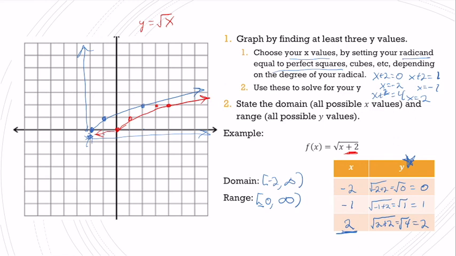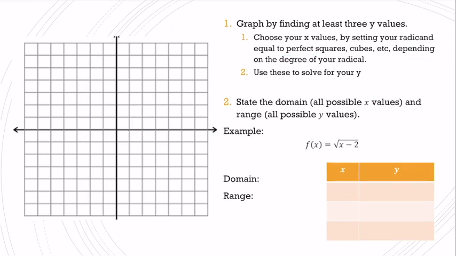All right, let's take a look at another example. So we added 2 and it shifted to the left. Now we're going to subtract 2 and see what happens. So first thing I need to do is choose my x values by setting my radicand equal to perfect squares. So I have x minus 2 equals 0, x minus 2 equals 1, and x minus 2 equals 4. And I did this because 0, 1, and 4 are perfect squares. This would give me x is 2, x equals 3, and x equals 6.